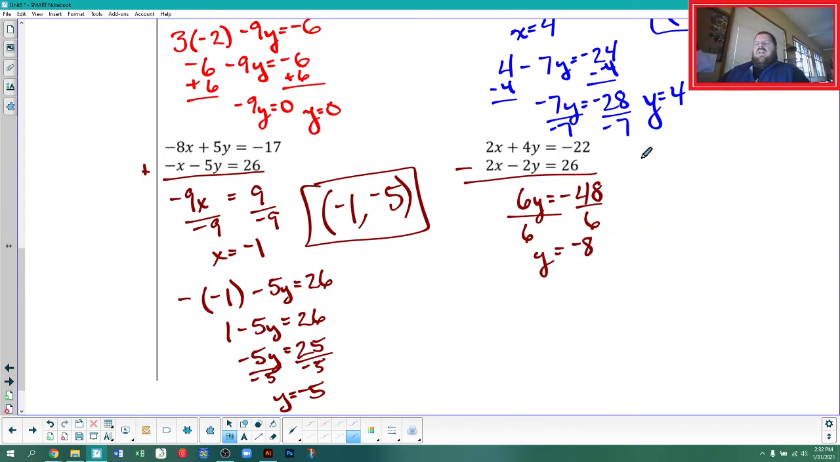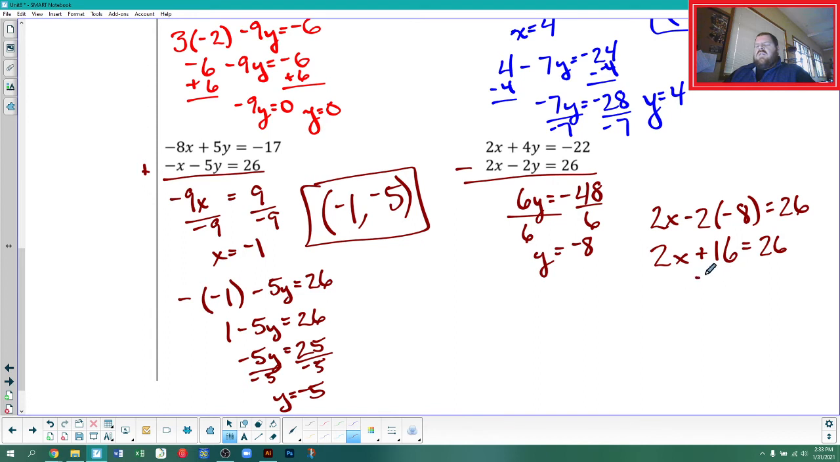And now with y at negative 8, again, you can pick either equation. It doesn't matter. I kind of like the bottom one a little bit better. And so I have 2x. Note that I am plugging in for y. Minus 2 times negative 8 equals 26. So I have 2x. Negative 2 times negative 8 is actually positive 16. And that's going to be 26.